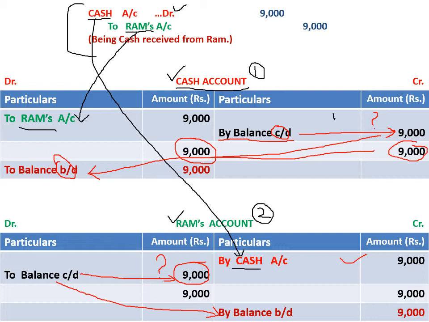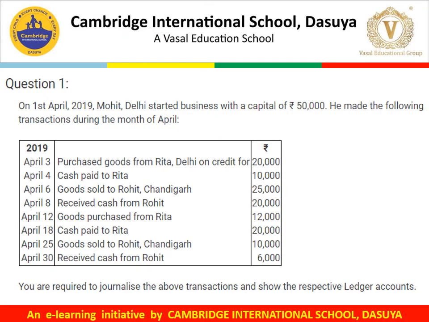Here is a best example. Now you can understand with the help of this example the posting of a journal entry into a ledger. Now let us take an example. On 1st April 2019, Mohit of Delhi started business with a capital of rupees 50,000.